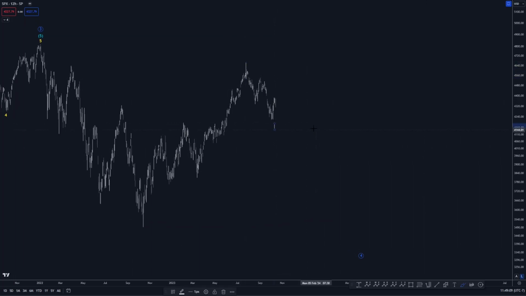Looking at this price action from just right here to basically ending right here, let's just draw a box. It looks like a three-wave correction. It looks like a nice three-wave correction.